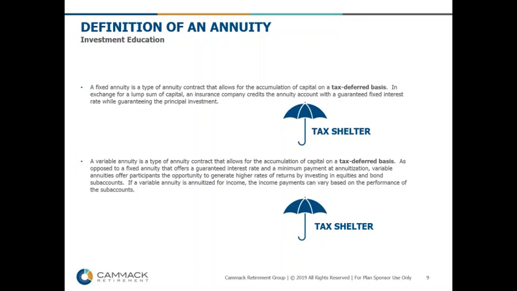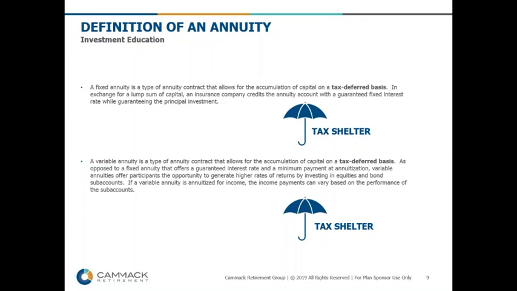So they can all be packaged into mutual funds. Now, a fixed annuity is a type of annuity contract that allows for the accumulation of capital on a tax-deferred basis. In exchange for a lump sum of capital, an insurance company credits the annuity account with a guaranteed fixed interest rate while guaranteeing the principal investment. And some of you have heard me use this umbrella analogy. You see the umbrella there representing the tax shelter that this investment has.